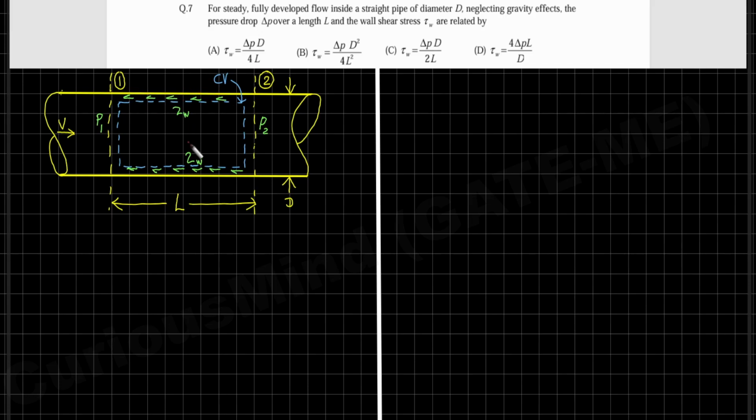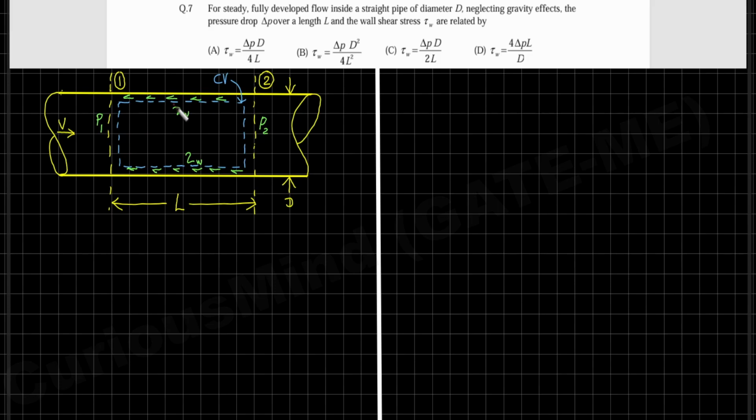All right, so the total shear force that would act on this fluid element due to this wall shear stress would be equal to the wall shear stress times the total curved surface area of this fluid element. And we know that the curved surface area of a cylindrical shaped object of diameter d and length L is equal to pi d times L.